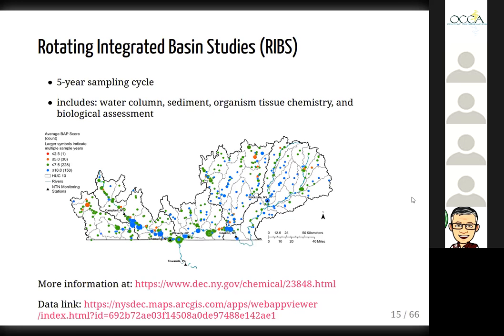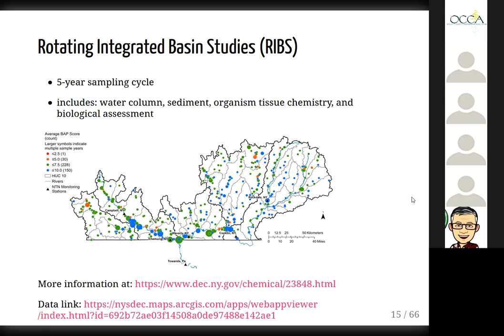So we also looked at data from the rotating integrated basin studies. This is a 5-year sampling cycle that's run by the DEC Stream Monitoring Program. It looks at macroinvertebrates, also water column sediment, organism tissue, chemistry. And with the macroinvertebrates, it creates a BAP score. The higher the score, the better the indicated water quality is.